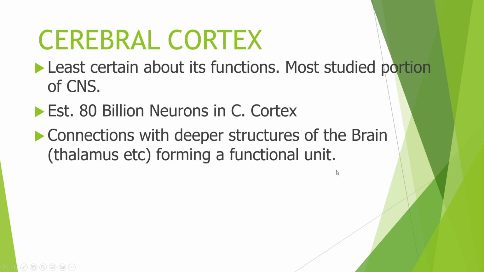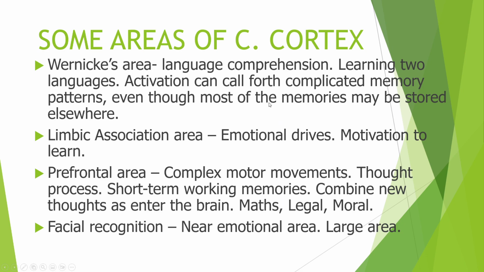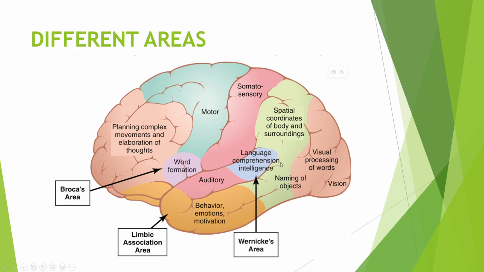Later we will see how it connects with the lower brain, but let's see some of the areas first. So these are the different areas. First is Wernicke's area. Wernicke's area is for language comprehension, so that we can understand the words that we are reading.